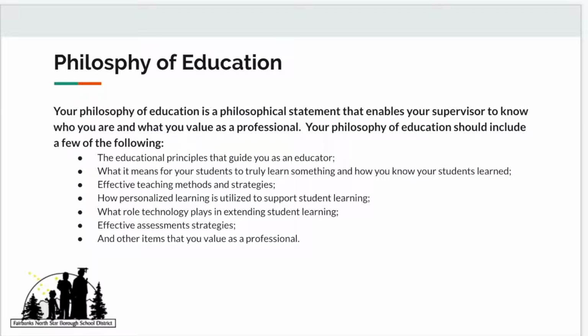Your philosophy of education is a philosophical statement that enables your supervisor to know who you are and what you value as a professional. Your philosophy of education should include a few of the following: the educational principles that guide you as an educator, what it means for your students to truly learn something and how you know your students learn, effective teaching methods and strategies, how personalized learning is utilized to support student learning, what role technology plays in extending student learning, effective assessment strategies, and other items that you value as a professional.